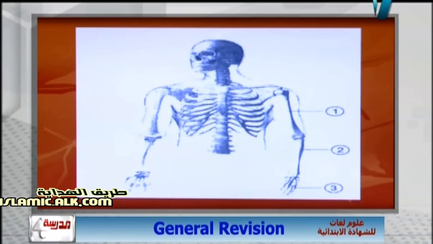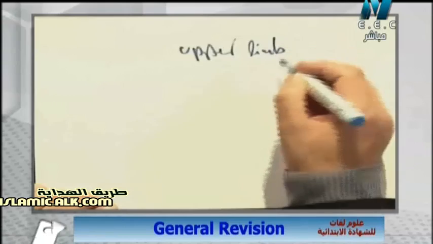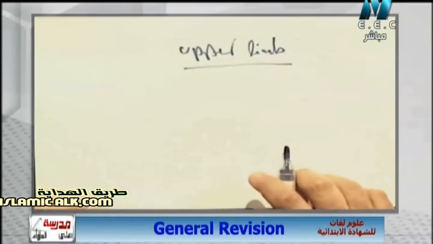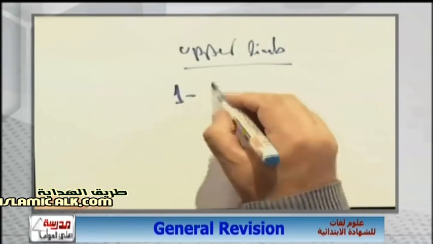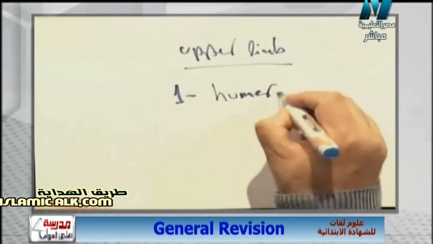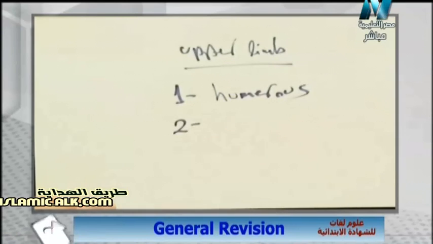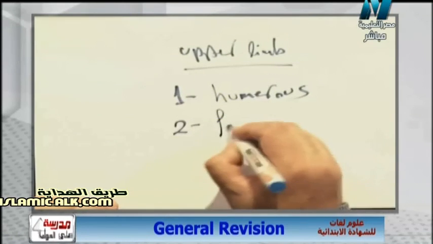So let me write them again. This is the upper limb. نكتب مع بعض upper limb, الأطراف العلوية, upper limb. Number one will be humerus. Number two will be fore.